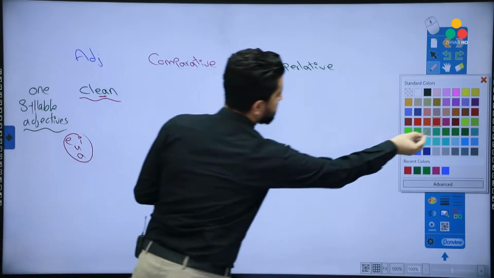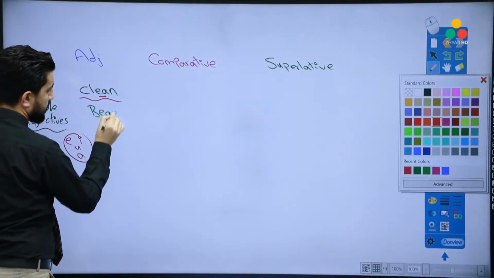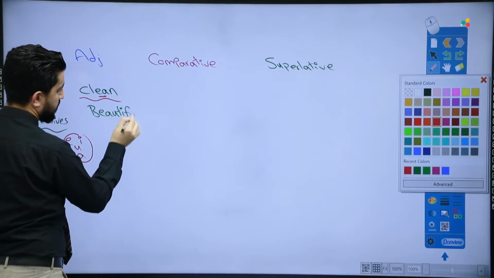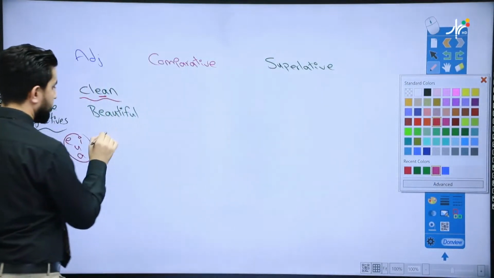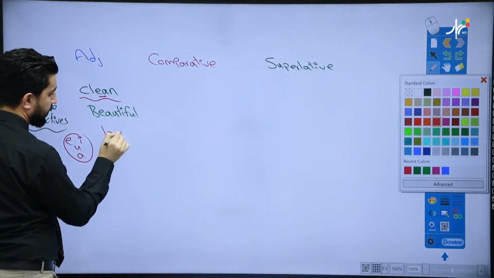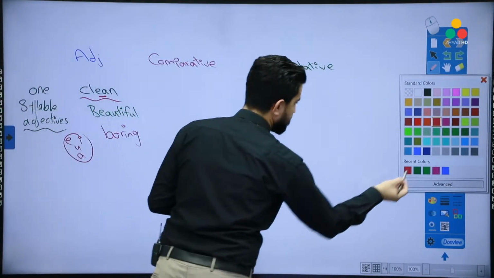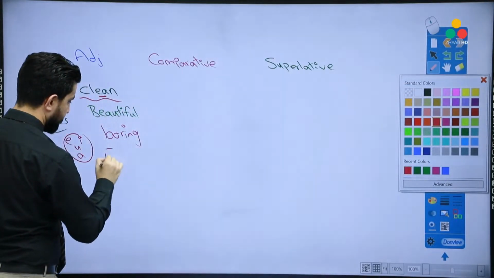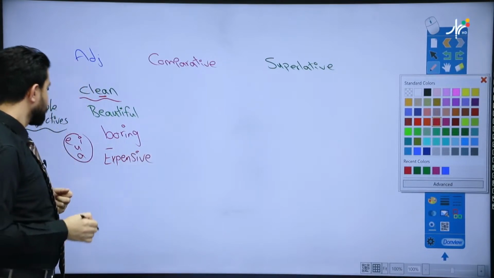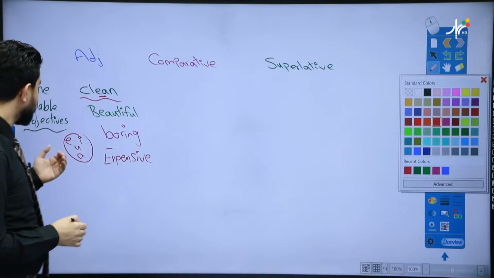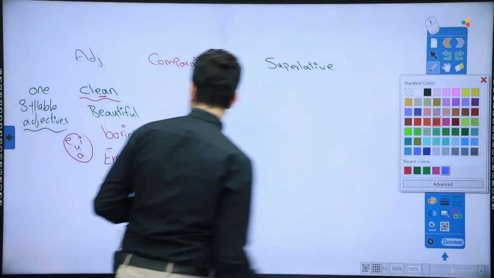Or the word beautiful. Or the word boring, let's say. Is it one syllable or two syllables? Or the word expensive. Let's take this one as an example. Expensive. So in this case, let's take a look.